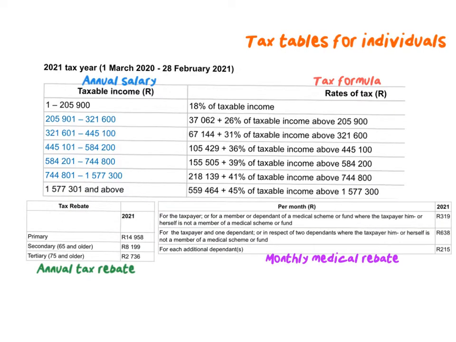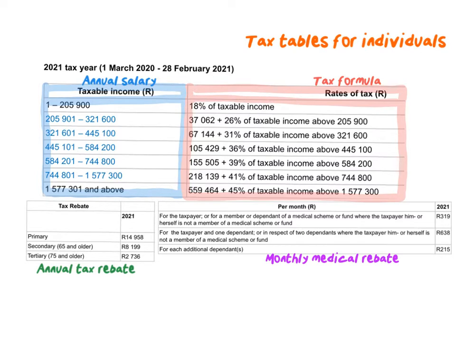If you go to the SARS, or South African Revenue Service, website, you will find the following information. Firstly, there is a table indicating the annual salary as well as the tax formula that applies to each of the categories in which your salary might fall. On the left-hand side that I've indicated here in blue are the categories for your annual salary, while on the right-hand side is the formula to calculate your tax that applies to each of these salary categories. So, for example, if you earn less than 205,900 Rand per year, or per annum, then 18% of that income goes towards tax.